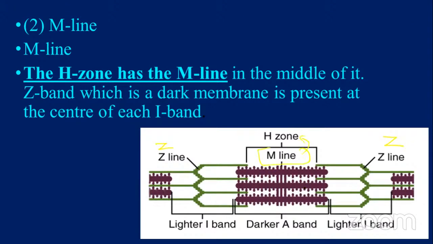The zone is called the H zone. The H zone is contained in the dark band, the A band. On both sides, the dark band is followed by which one? Light band. This part is called the light band. It is called the I band. Note it down, my dear students. This is very, very important. Okay, go to the next one.